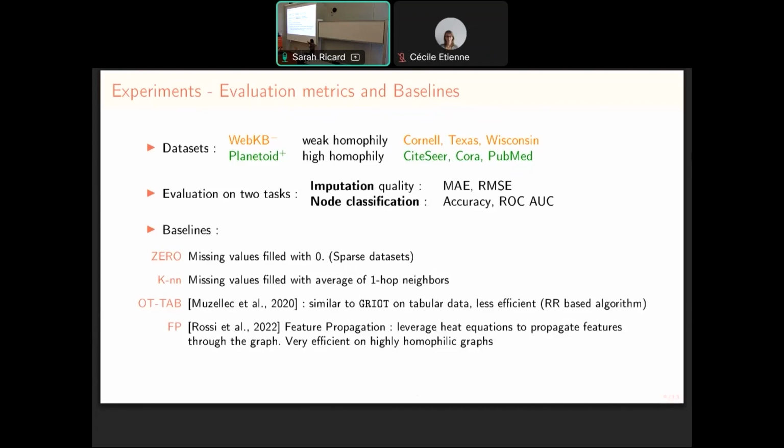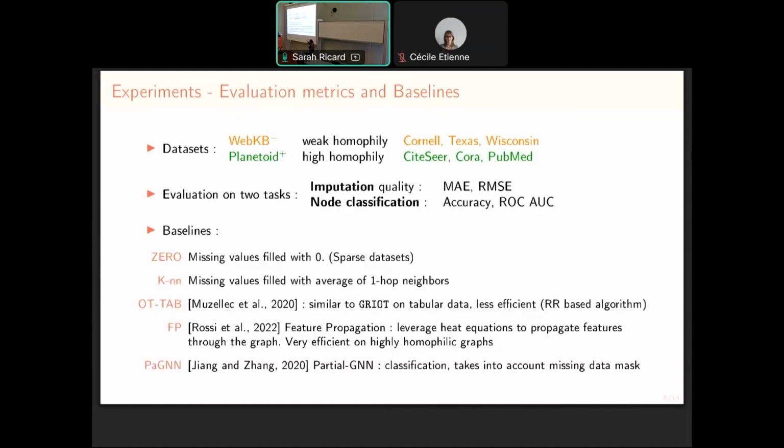This one is very simple. There is no training. We simply propagate known features through the graph as if it was heat propagating in matter. And finally, only for the node classification task, we evaluate against PaGNN, for partial GNN, which is a classification network that leverages the mask of hidden values.